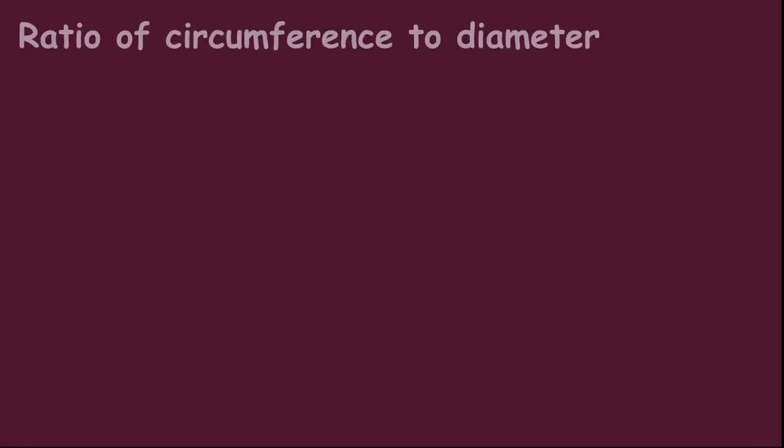Now let us find the ratio of circumference to diameter. As we know, every ratio can be expressed as a fraction. So here the ratio is circumference is to diameter. It changes into a fraction, and becomes circumference by diameter.